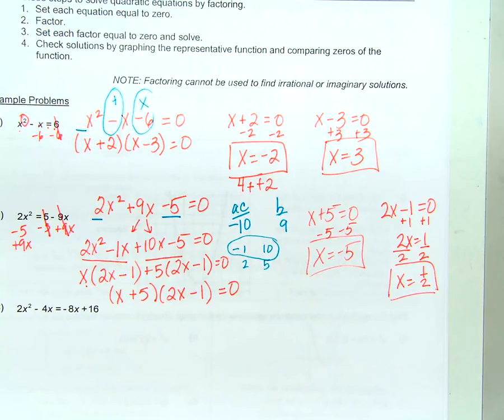So be super careful. That's why the directions up here, the steps that they want you to do, is set each factor equal to 0 and solve. They didn't just say, just take the opposite, did they? Okay? Questions?